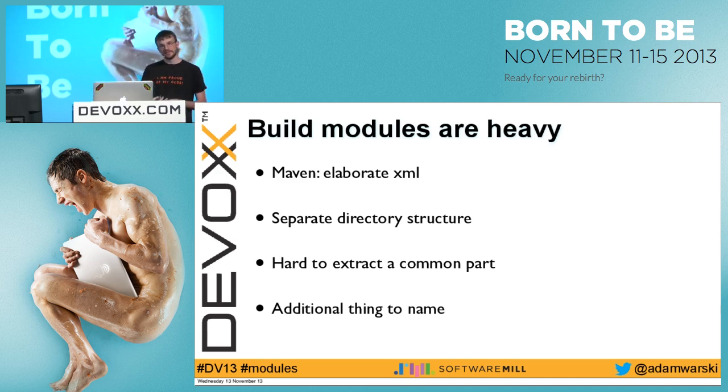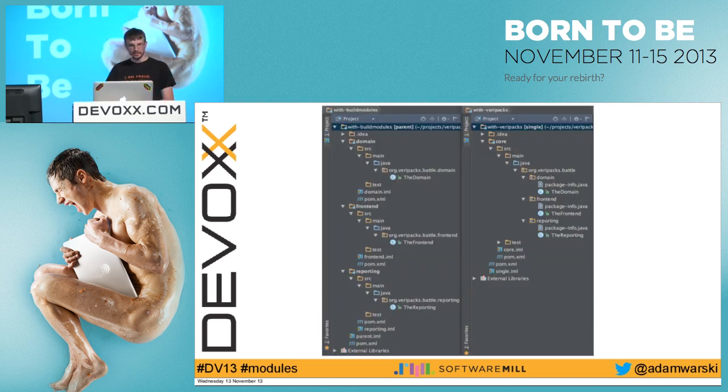Also with build modules, there's sometimes the problem that to make two build modules communicate, you have to create a third one, which is like a common module, common something, right? So, of course, Veripacks can help here in replacing some of the build modules. I don't expect you to actually read what's in there, but on the left, you have an example project with 3 modules. The modules are reporting, frontend, and domain. And the project on the left uses build modules for separating these 3 project modules, right?